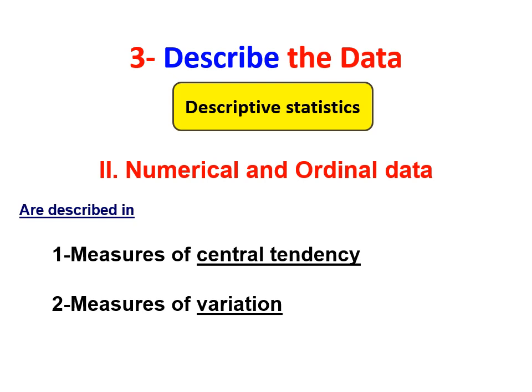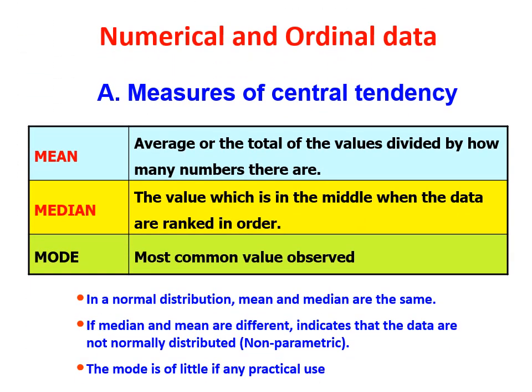How to describe the numerical and ordinal data. They are described by a measure of central tendency and a measure of variation. Measure of central tendency is expressed by mean, median, and mode. Mode is the most common value observed in the sample, and it is of little importance and not used in our statistical practice.